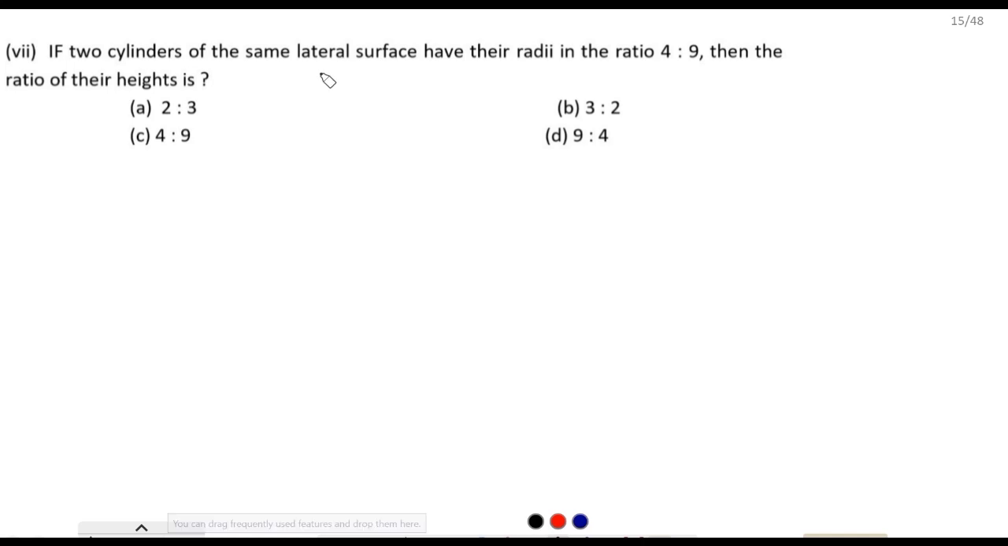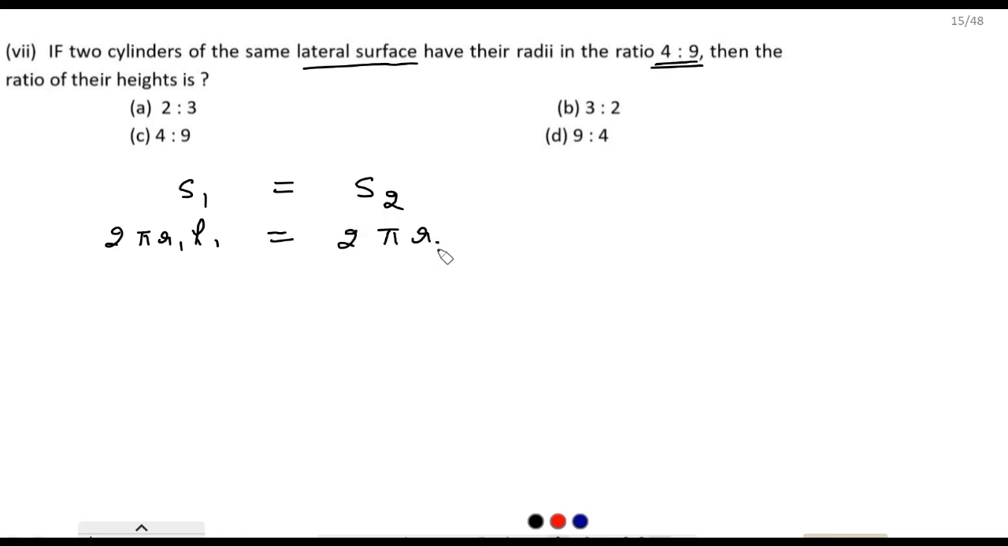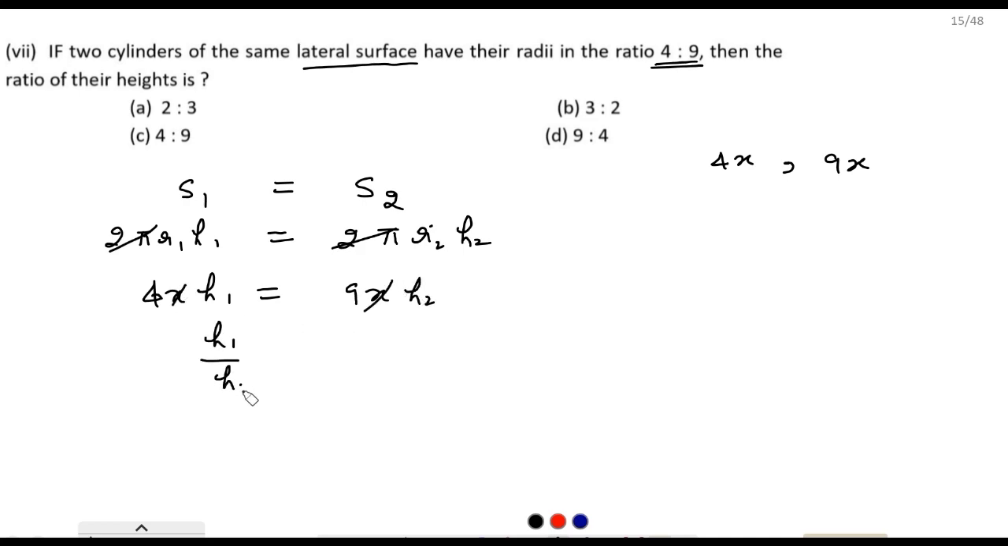Two cylinders are of the same lateral surface, have their radii in this ratio. Then the ratio of their heights is? Curved surface area is equal. For the first cylinder it will be 2 pi r1 h1 and for the second it will be 2 pi r2 h2. Radius of the first cylinder is 4x and that of the second is 9x. h1 upon h2 is equal to 9 upon 4. It means h1 ratio h2 is equal to 9:4.